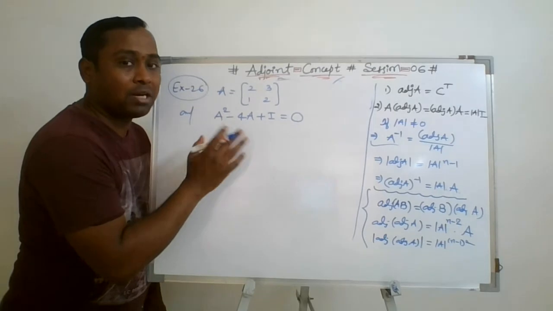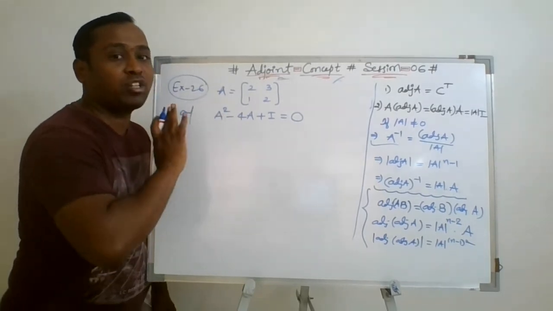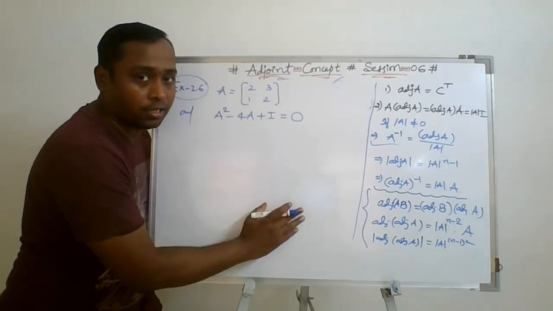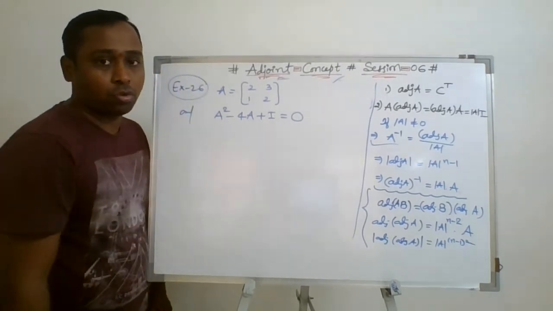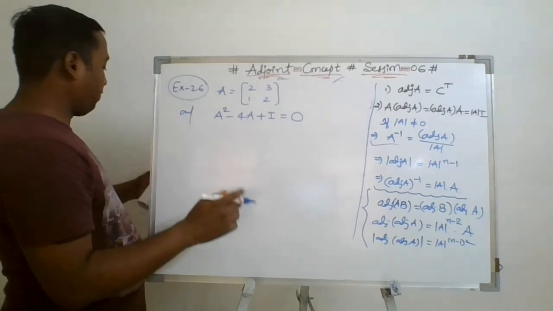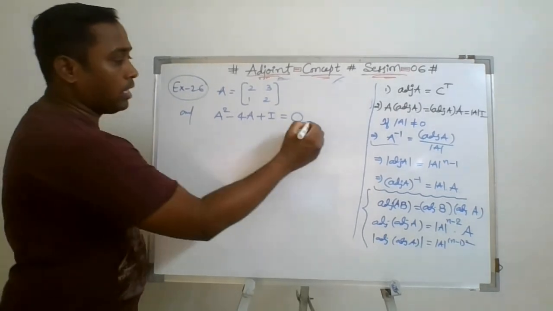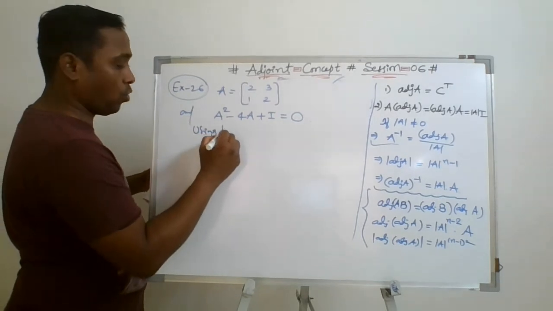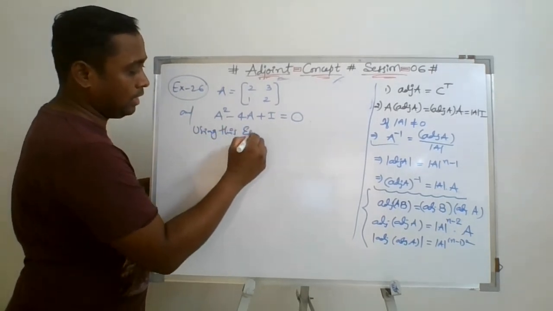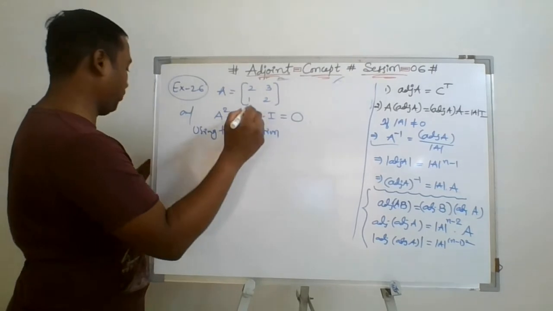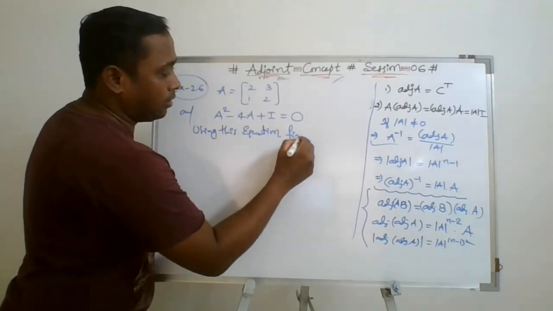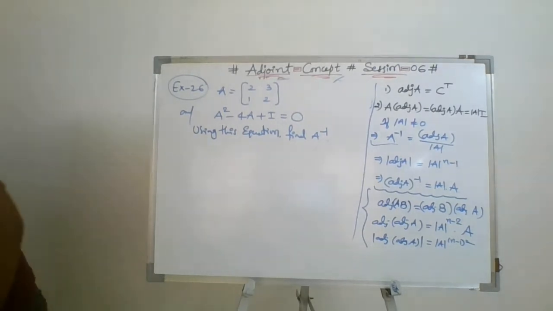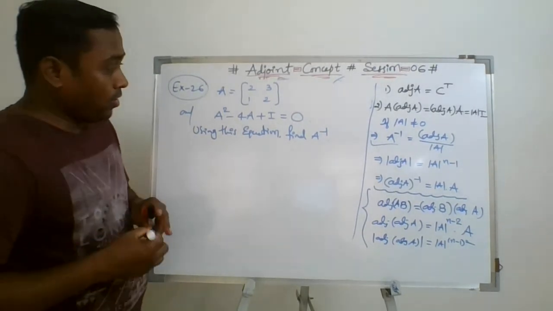This is a general part we have already done in the matrix chapter, so I am not discussing that part here. And what else in this question? What did they ask, right? They asked, using this equation, find A inverse. This is the beauty of this question. Now, what did they say?